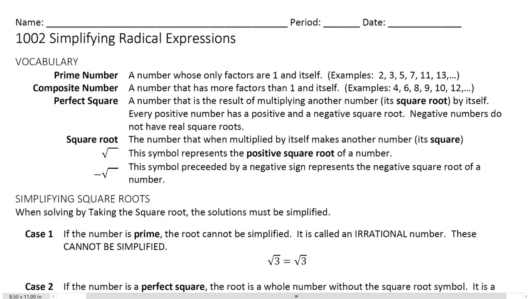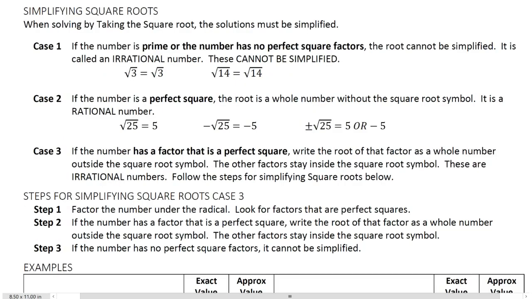Simplifying radical expressions. A radical expression is one that includes a square root symbol. This symbol indicates the positive square root of the number underneath it. To indicate the negative square root, one must include a negative sign before the symbol.